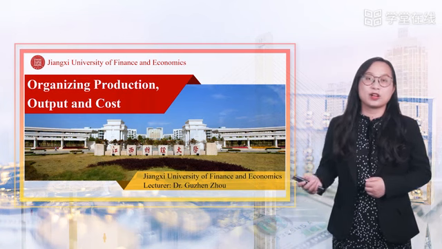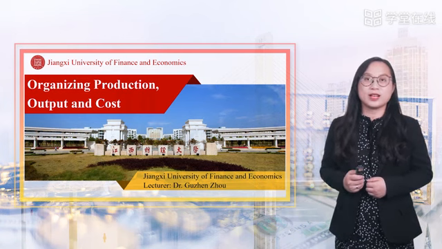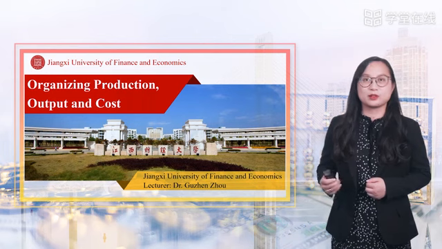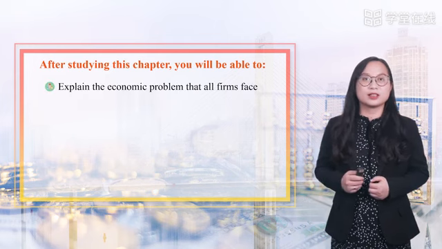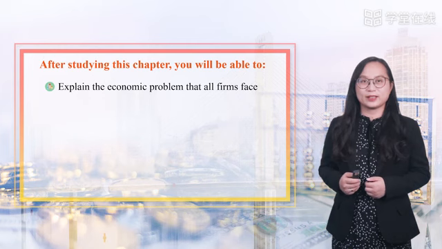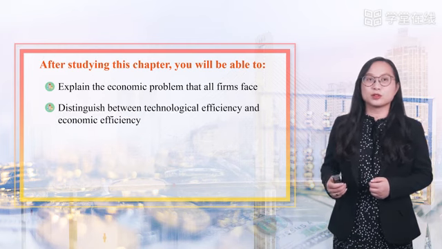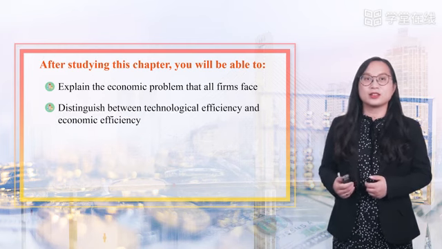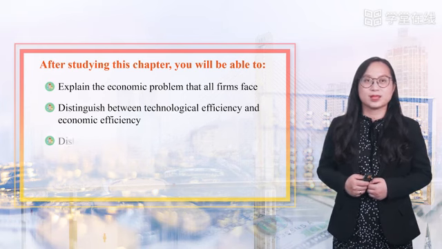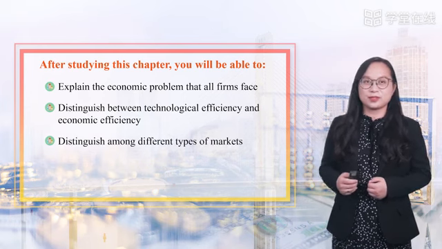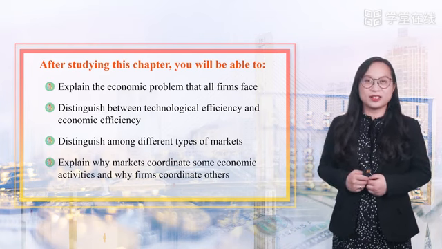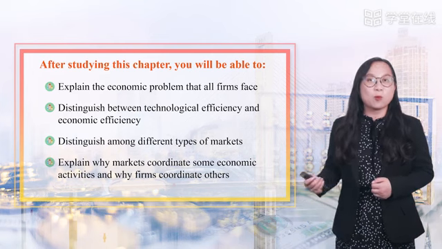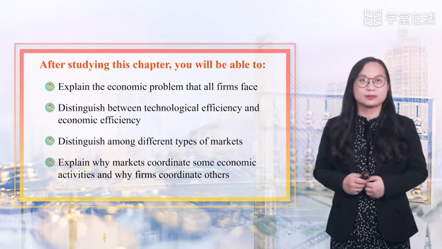Today we'll start a new chapter on another economic agent, the firm. In this chapter, we'll talk about how a firm organizes production, decides outputs, and chooses costs. After studying this chapter, you will be able to, first, explain the economic problem that all firms face. Second, distinguish between technological efficiency and economic efficiency. Third, distinguish among different types of markets. Fourth, explain why markets coordinate some economic activities and why firms coordinate others.